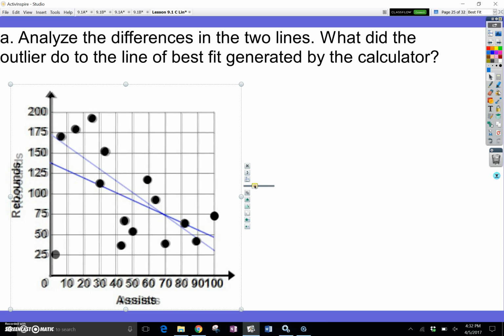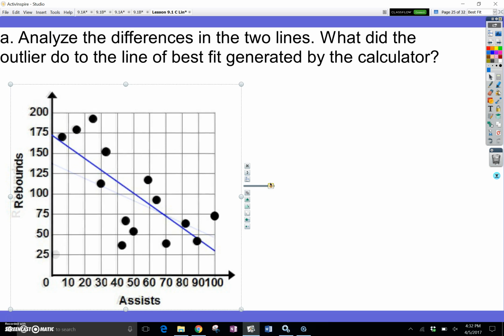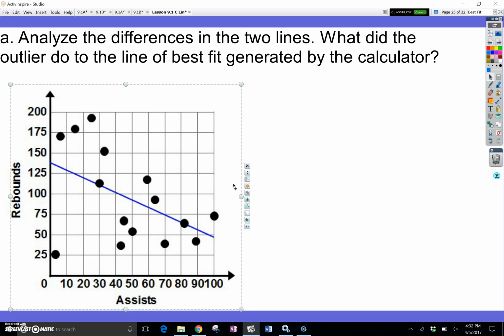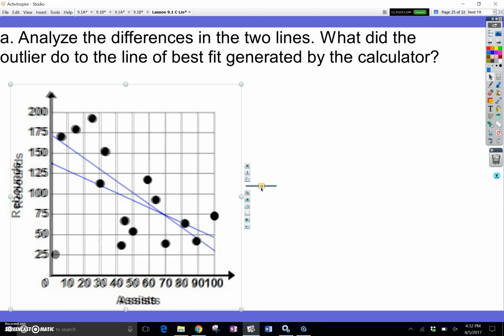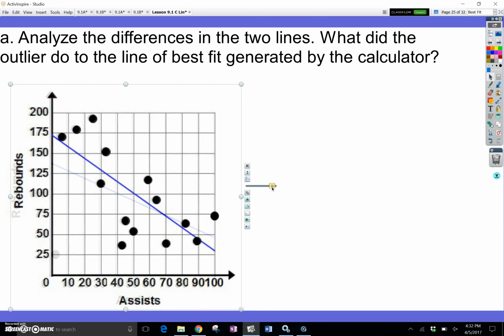So that's what I really want you to notice. It says analyze the difference between the two lines. What did the outlier do to the best fit line? And what it did was it pulled it down. So hopefully that makes sense. If not, put a question mark there to show what I'm talking about. This point is bringing this line down. If I erase that point, it is not pulling it down, and it would bring it more up. Okay? So let me make it so we can see both lines pretty well.